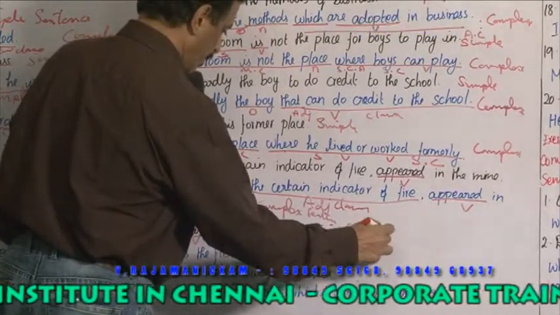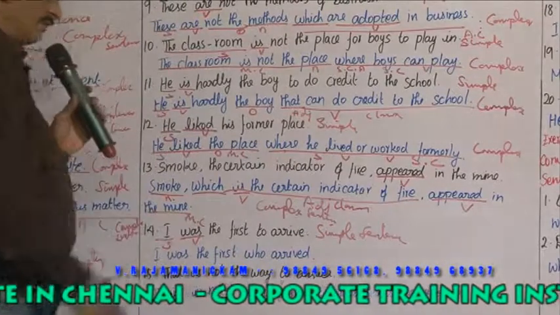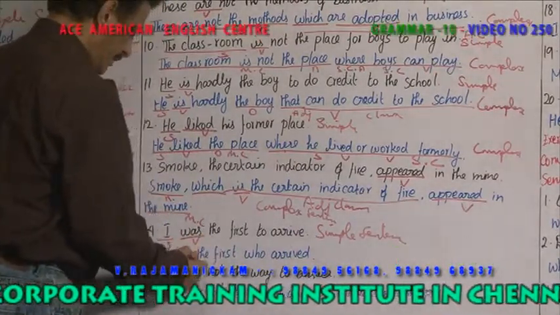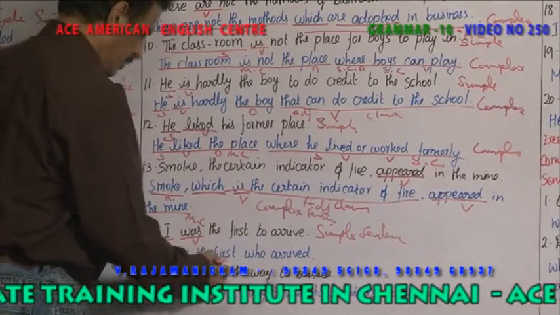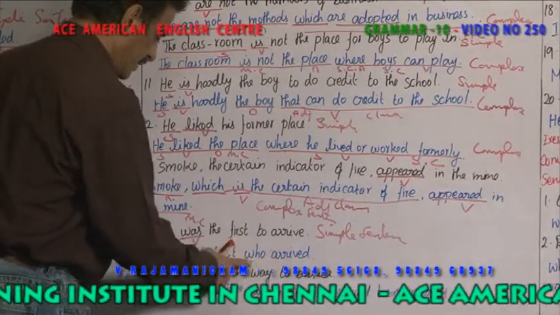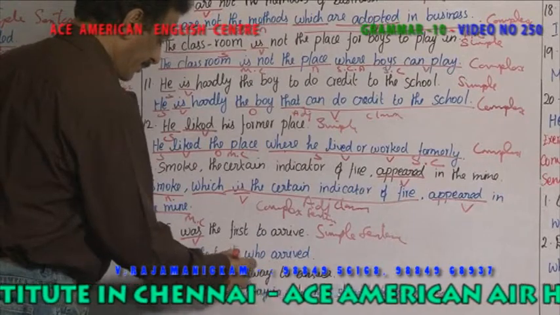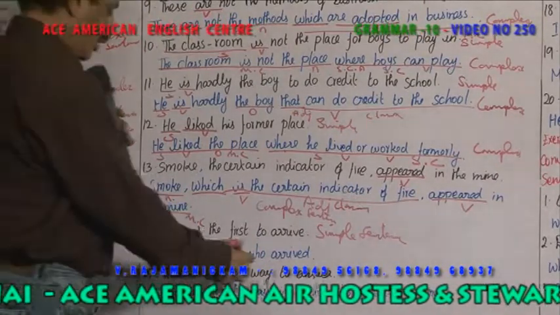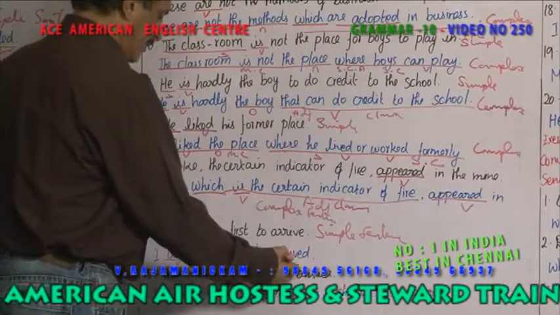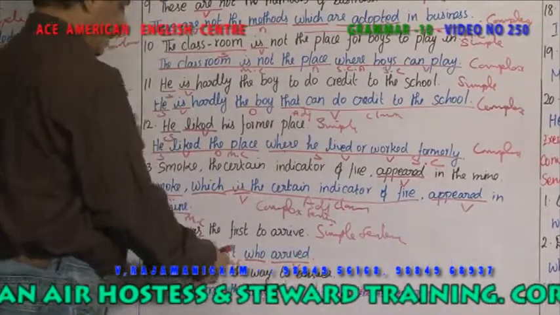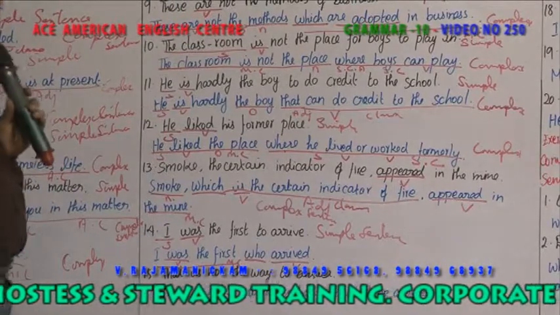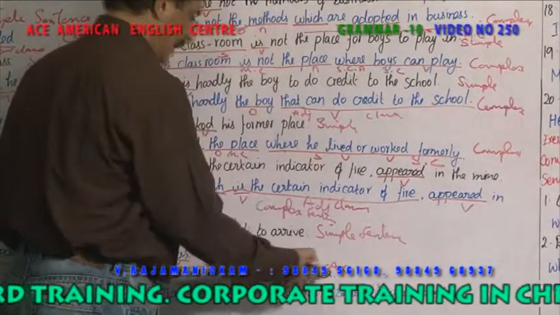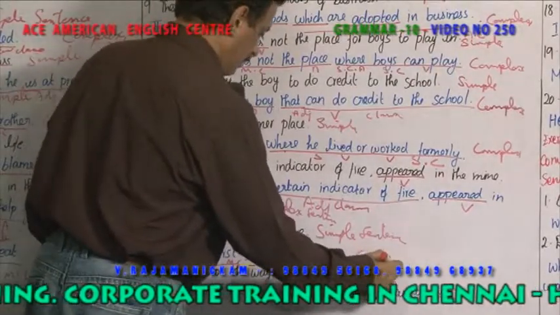How do you change it into a complex sentence? I was the first who arrived. So I was the first is the main sentence. Who stands for I, and arrived is a verb. So two verbs are there, and who arrived is an adjective clause. This adjective clause describes I. So it becomes a complex sentence.